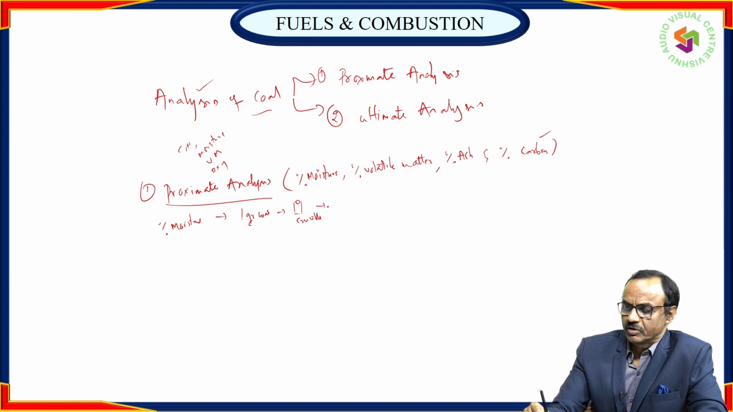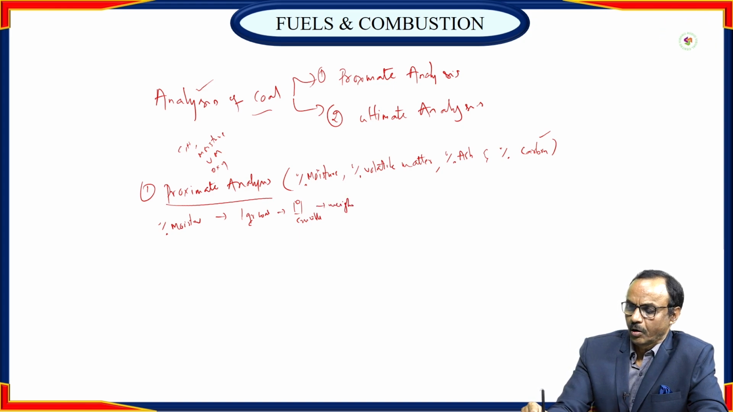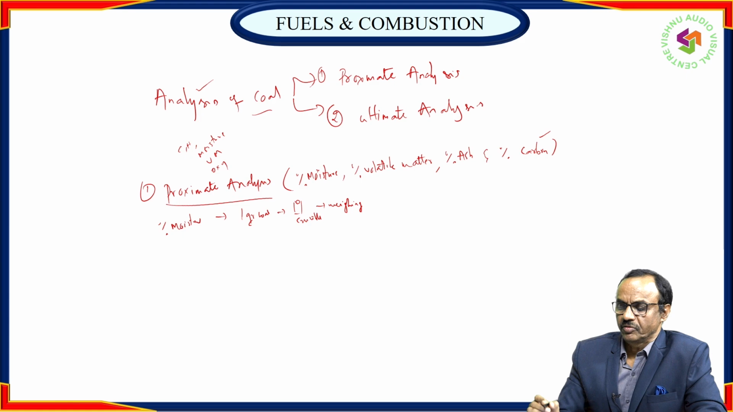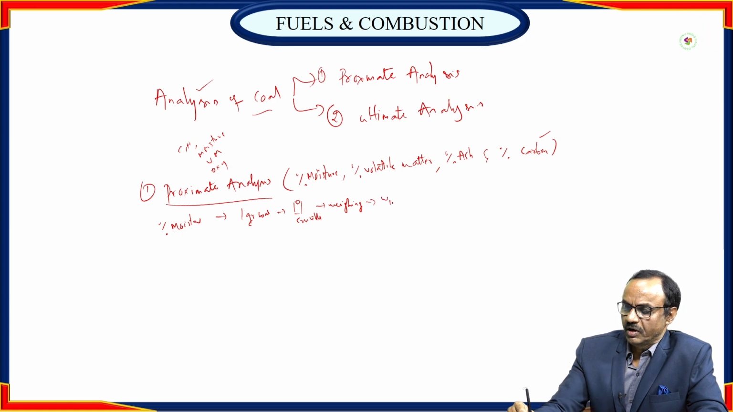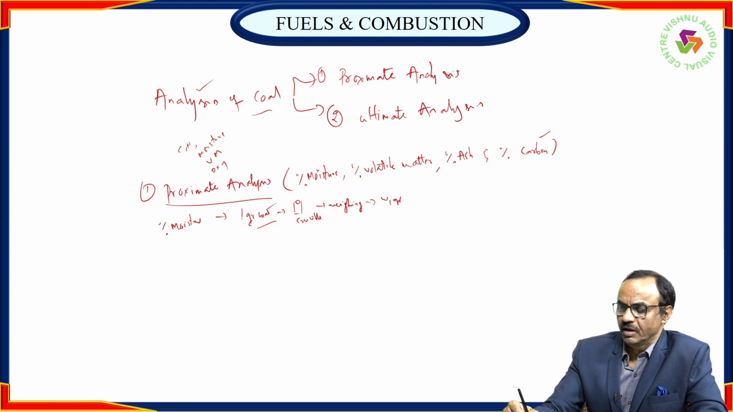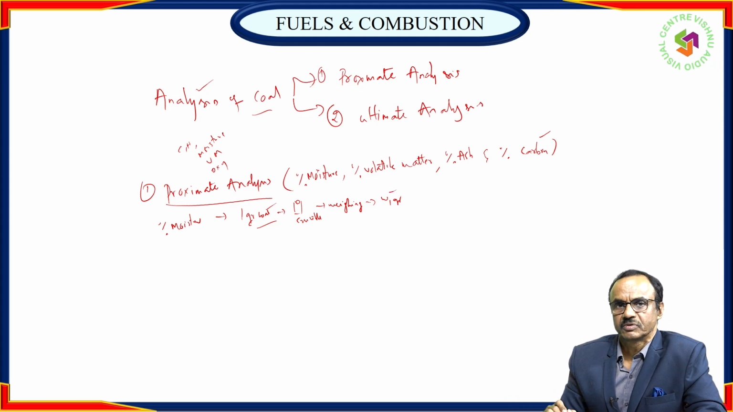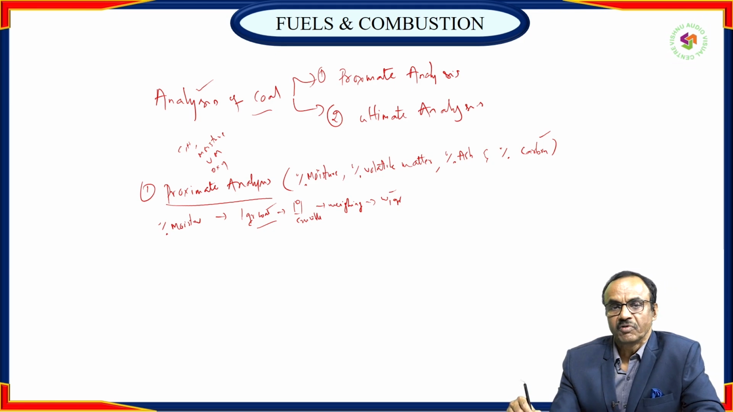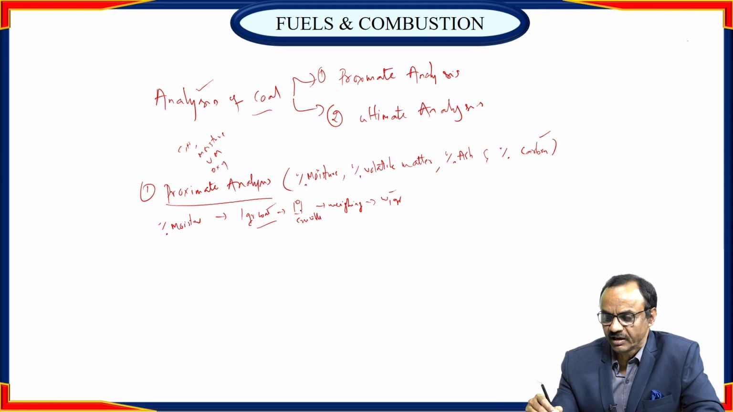Next, weighing. Let the weight of the crucible plus 1 gram of coal be W1. Since we are discussing in a theory class, we need to give some value; in the lab we would get an actual value. Let W1 be the weight of the crucible along with the 1 gram of coal.